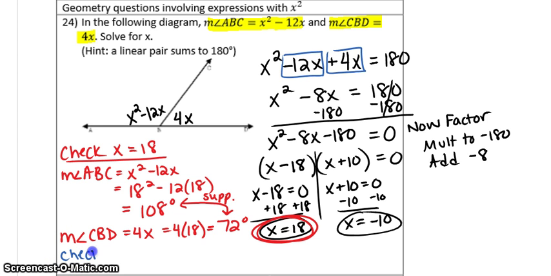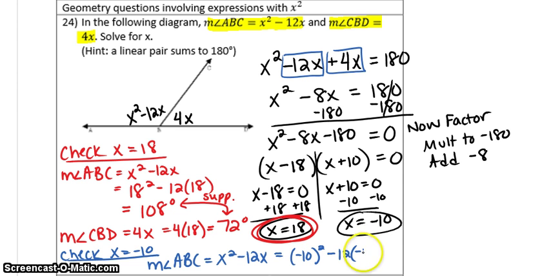We also need to check x equals negative 10. The measure of angle ABC is x squared minus 12x. When I plug negative 10 in, negative 10 squared is 100 minus 12 times negative 10. That's actually going to be 100 plus 120, which gives me 220 degrees. What I find is that that solution is not consistent with the diagram that's in front of me. That number itself is already bigger than 180 degrees, so we'll have to reject x equals negative 10 and say that there is indeed only one solution, and it's x equals 18.